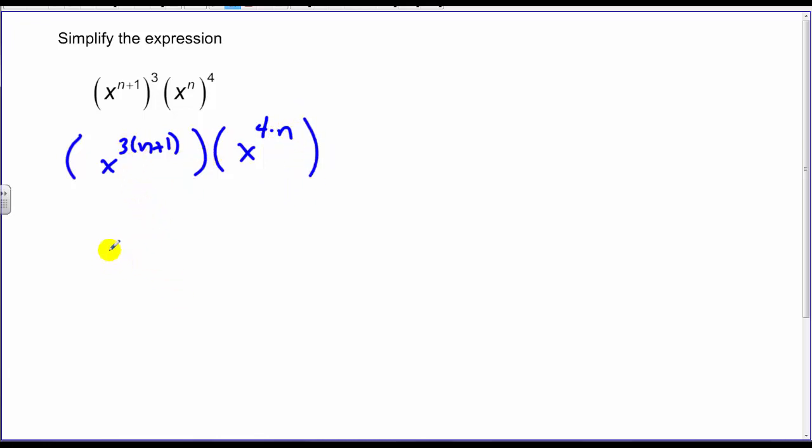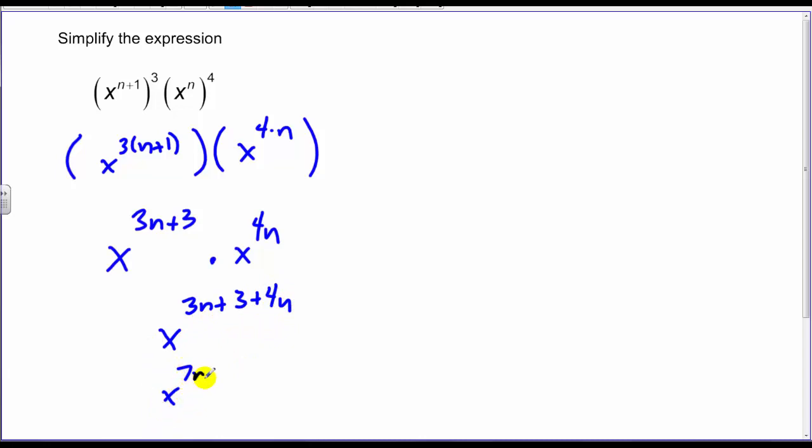Distributing the 3 through, I get x to the 3n plus 3 times x to the 4n. Now we're asked to multiply two terms with the same base. When asked to do that, we keep the base the same and we take and add the powers. Notice when I add these powers, I add like terms, so the 3n and the 4n are like terms, so that's 7n plus 3 power. That's all we've got in this lesson.